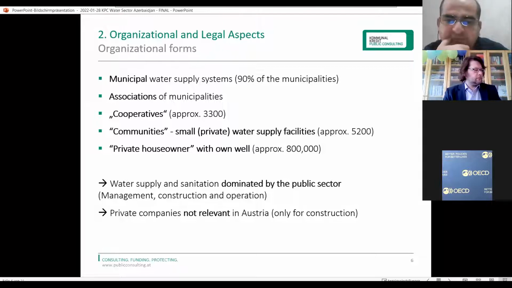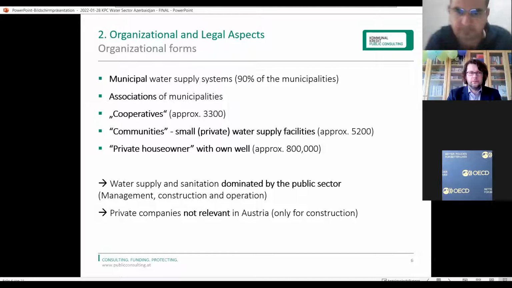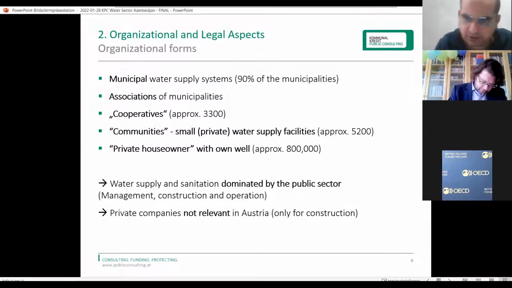In general, I want to say that the water supply and sanitation in Austria is dominated by the public sector. So we don't have private operators or private companies. Of course, for construction, construction companies are required, but we don't have private operators. And people in Austria, I don't know why, also don't like private operators. So it's very difficult for private companies to find a business in Austria. Some of them tried, but most of them were not successful.